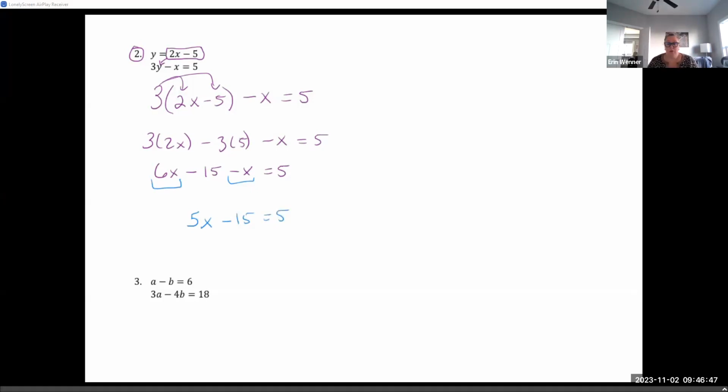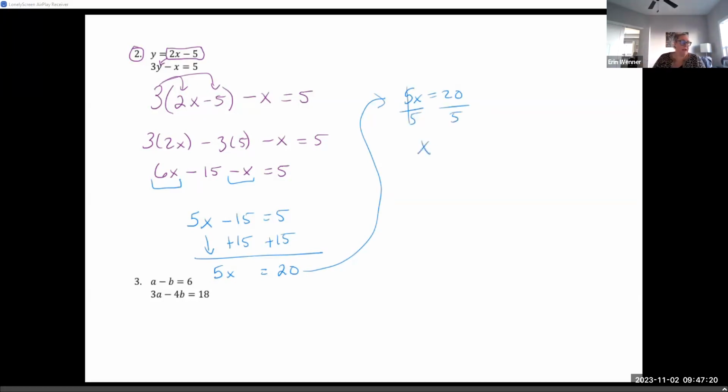And then we're going to now solve for x. So we need to add 15 to both sides. Let my board catch up. I've got 5x equals 20. Divide both sides by 5, and x equals 4. And so I have what x equals.